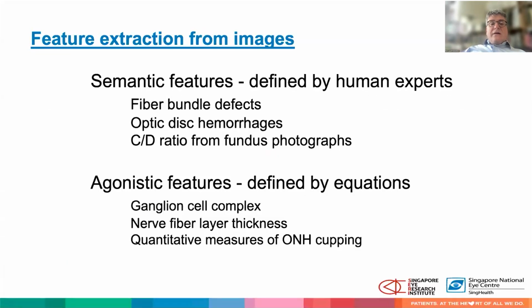When we look into the images, we can either extract semantic features defined by human experts or agnostic features defined by equations. What are semantic features? This would typically be fiber bundle defects as seen on fundus photography, optic disc hemorrhages, or CD ratio from fundus photographs. Agnostic features are, for instance, ganglion cell complex, nerve fiber layer thickness, or a quantitative measure of optic nerve head cupping.